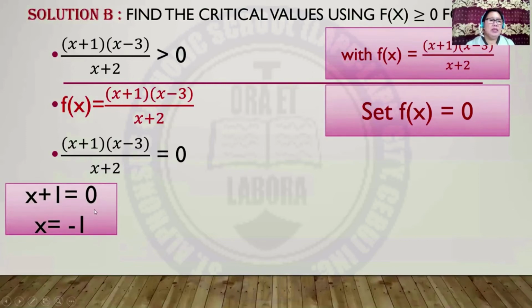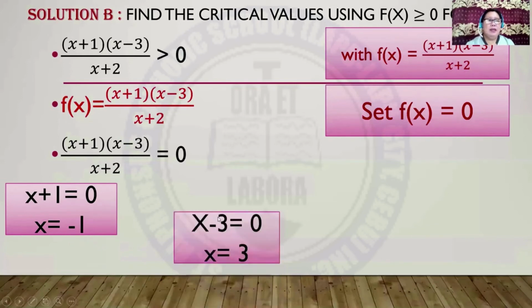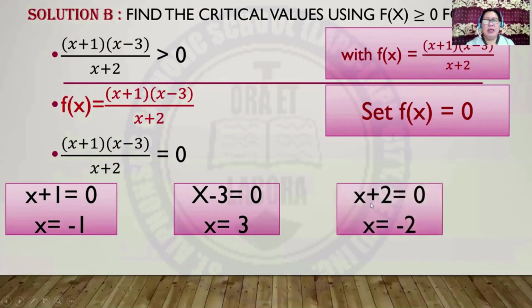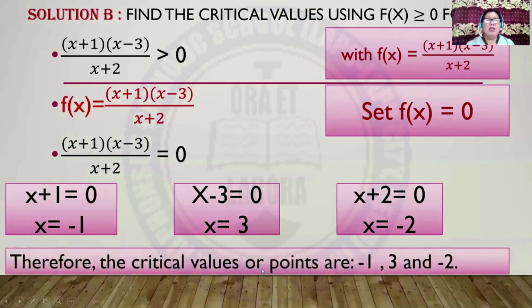So x plus 1 is equal to 0, x is equal to negative 1. You transpose positive 1. And x minus 3, so x minus 3 equals 0, transpose negative 3, so you have 3. And for the denominator, x plus 2 is equal to 0, transpose 2, you have negative 2. Therefore, the critical values or the critical points are negative 1, 3, and negative 2.